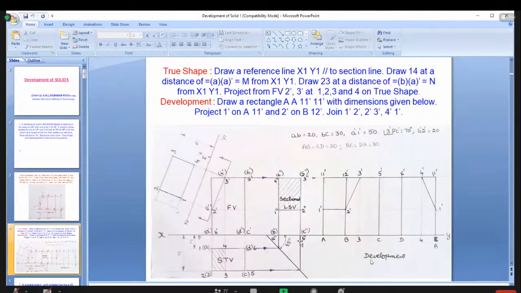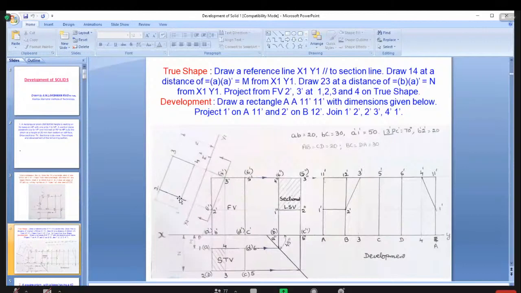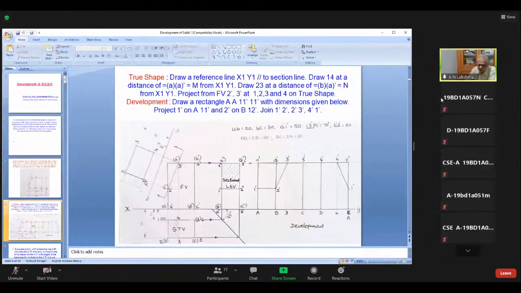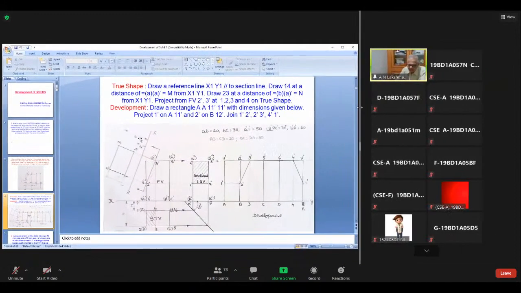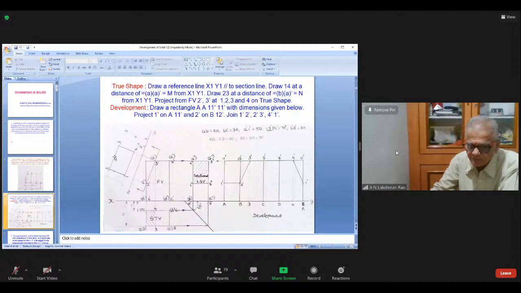Now, I measure distance from previous reference line xy. xy is the old reference line. From xy, I measure distance 1. From new line x1, y1, I mark 1. Similarly, 2, 3, 4 also. From old line xy, I measure distance to M, and mark M from new reference line x1, y1. I get 1. Similarly, all 1, 2, 3, 4. This 2 is capital N. I mark all this. Now, this is the true shape.